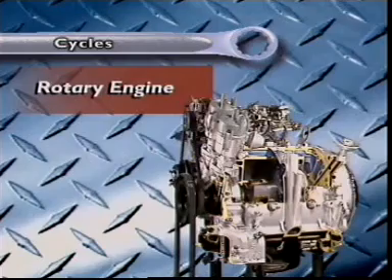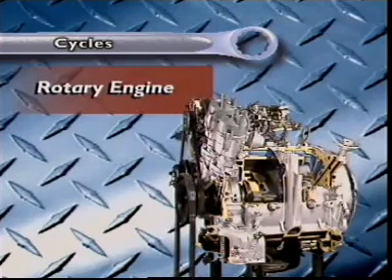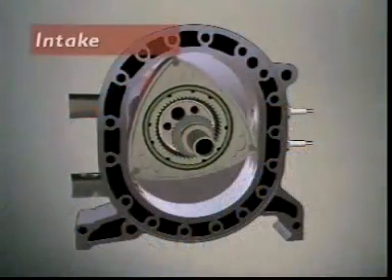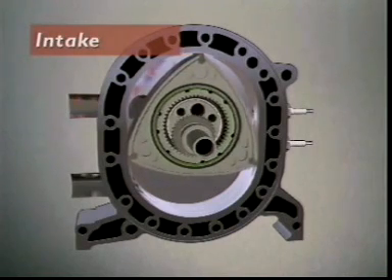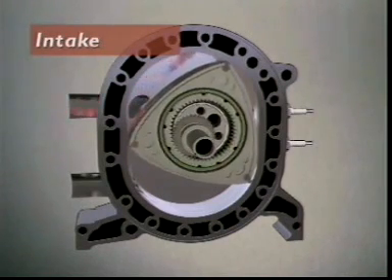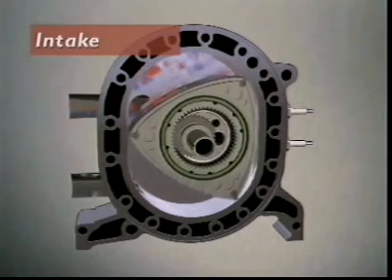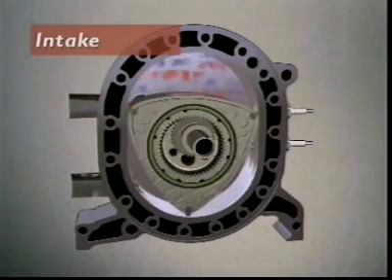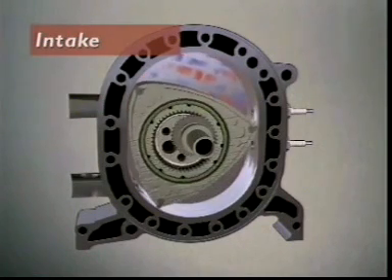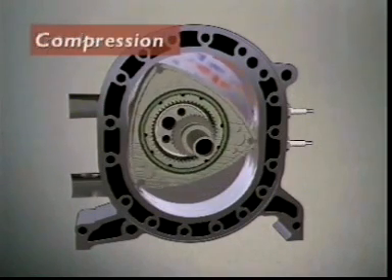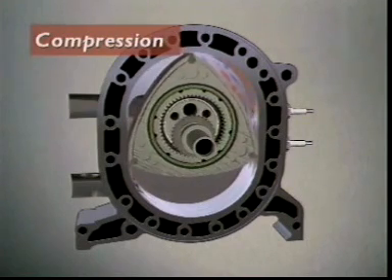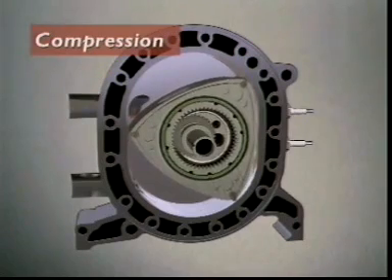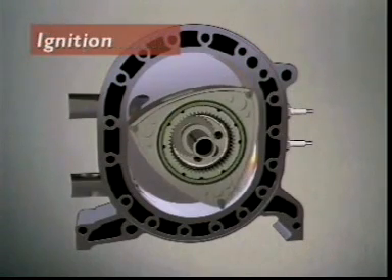Let's examine the rotary cycle in detail. The inlet port is uncovered and fuel-air mixture enters the working chamber. The lobe of the rotor covers the inlet port and the rotor moves the mixture around the chamber. The rotor turns. The working chamber becomes smaller, compressing the mixture. It is smallest at the top of the compression phase, and that's when the air-fuel mixture is ignited.